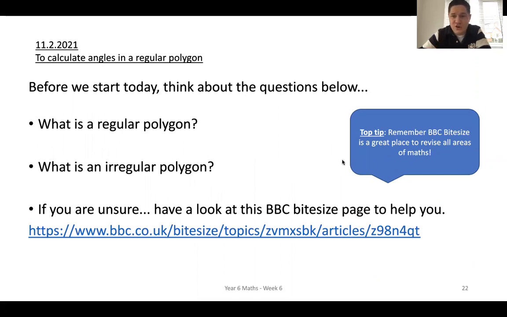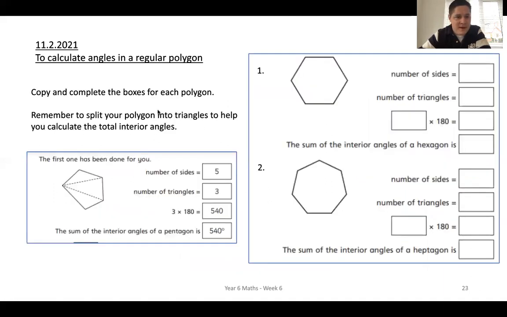Now, if you're still unsure, and you might just want to do this anyway, have a look at this BBC Bite-sized link. Okay, on there, there's lots of information about polygons. There's a few games, a few videos, and it's really, really cool to just help you revise and learn what they are. Okay, and don't forget, BBC Bite-size is a fantastic resource, and it will help you to revise any areas of maths that you need to look at.